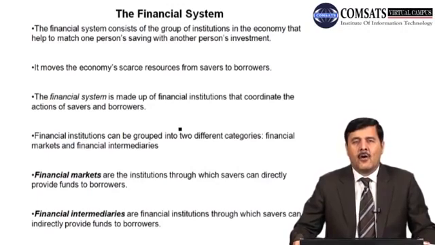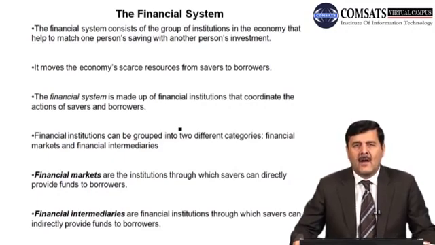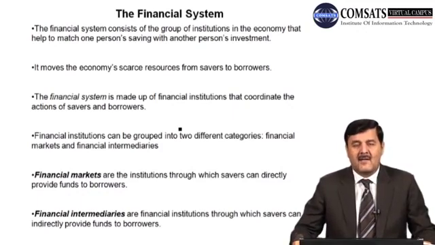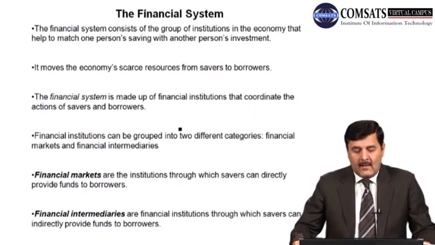So we'll talk about these two categories of financial institutions in detail. First, we see the financial market. Financial markets are institutions through which savers can directly provide funds to the borrower. These are the markets from where savers can directly provide funds to the borrowers.